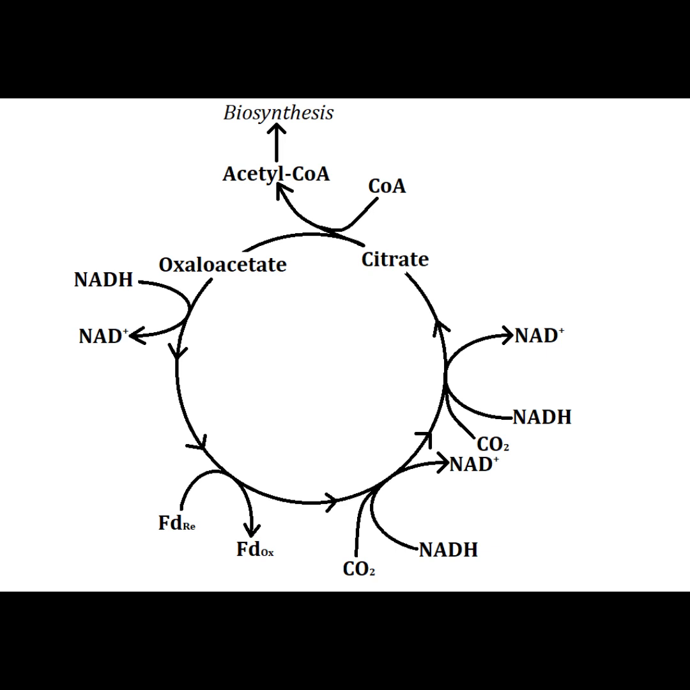At the end of each turn of the cycle, a citrate is reacted with coenzyme A to form acetyl-CoA and oxaloacetate. The oxaloacetate is used for the next turn of the cycle, while the acetyl-CoA is fed into biosynthesis pathways.